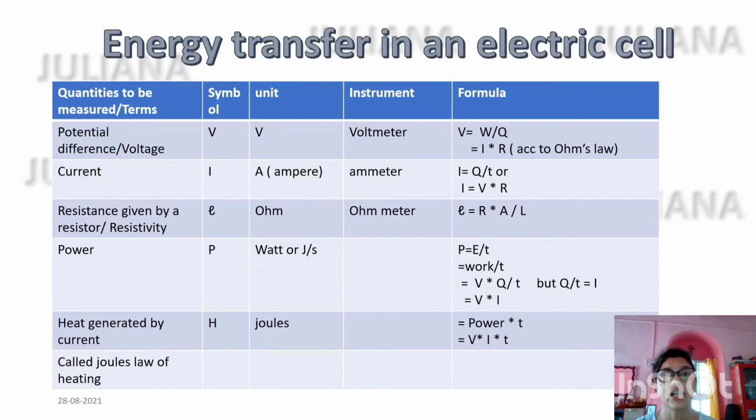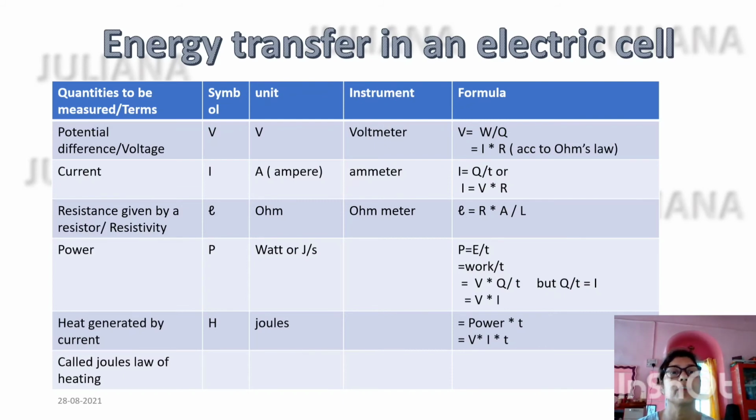Then this is a chart of a few of the units, symbols, instruments used and the formulas which you need to remember. Try and learn by heart. Potential difference or voltage has the symbol V. Current is I. Resistance or resistivity is rho. Power is P. Heat generated, which we are going to study this year, is H.